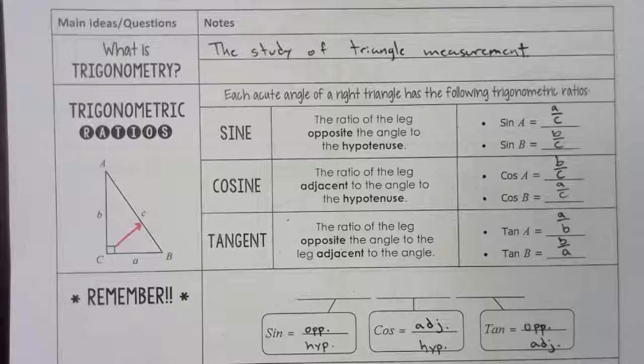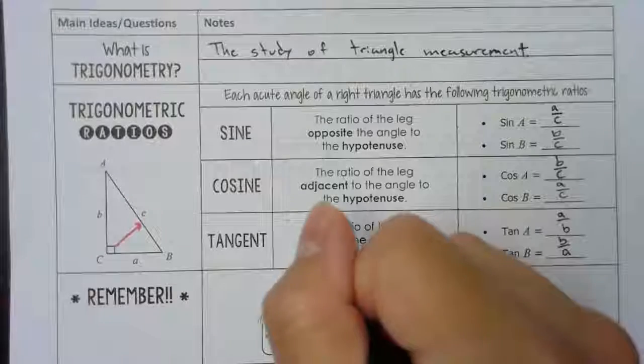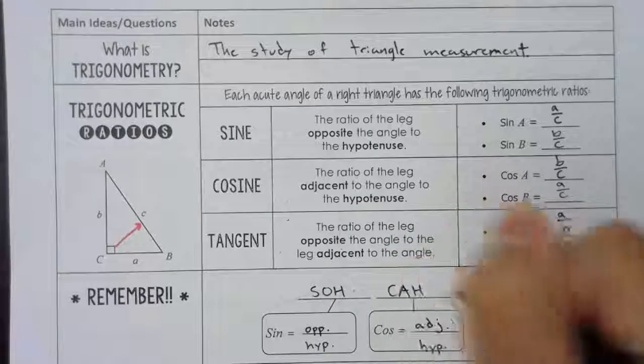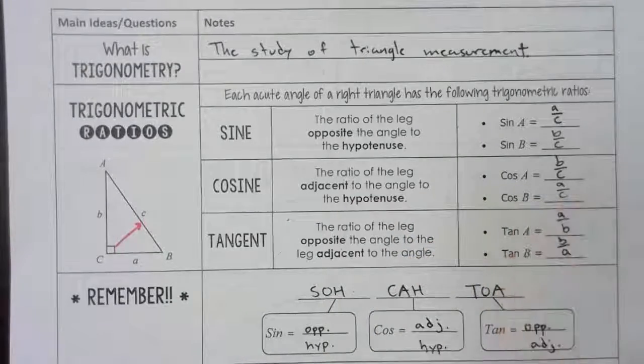And there's this mnemonic device we use to help us remember. It's called SOHCAHTOA. Sine is opposite over hypotenuse, cosine is adjacent over hypotenuse, tangent is opposite over adjacent.